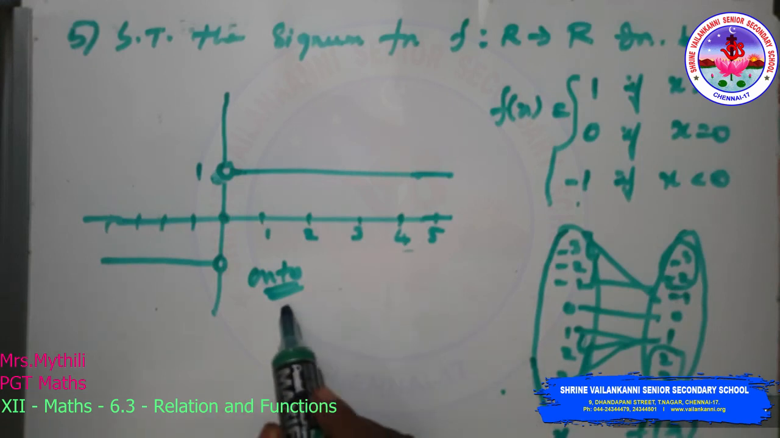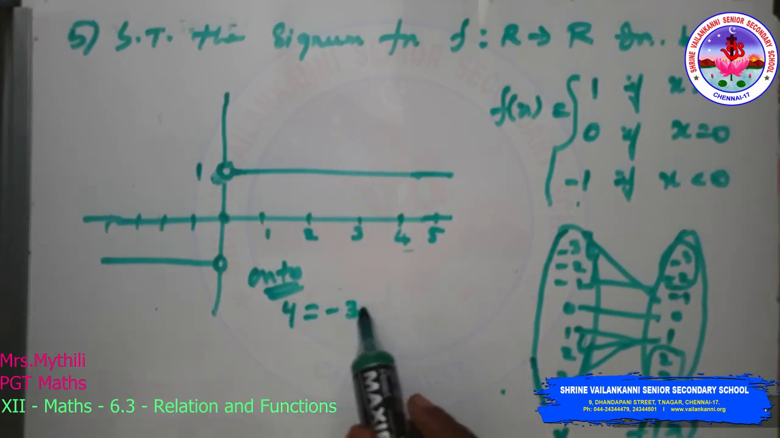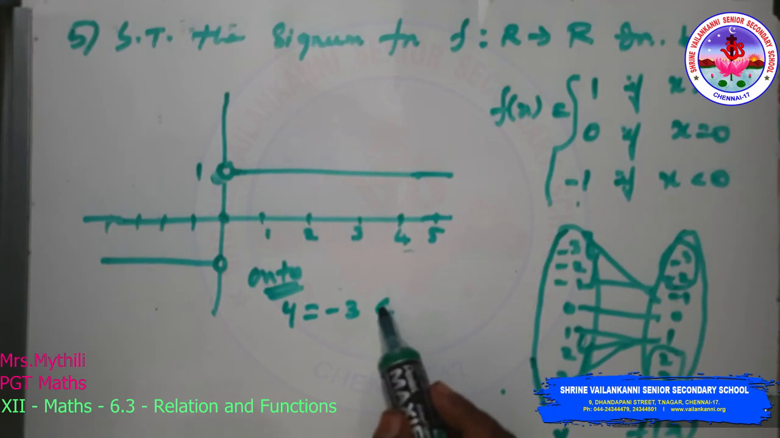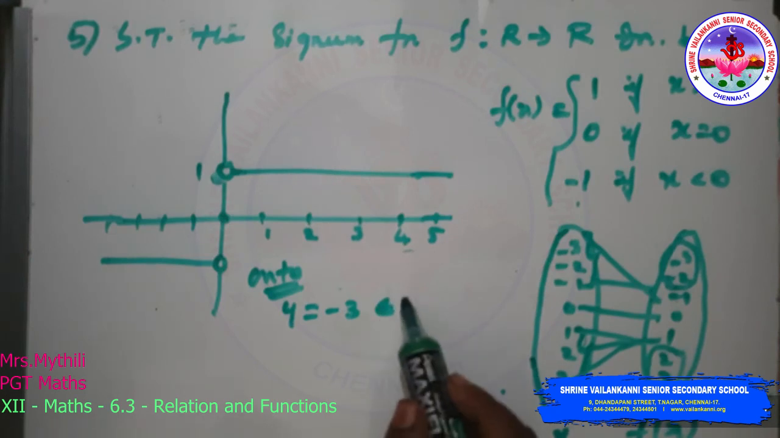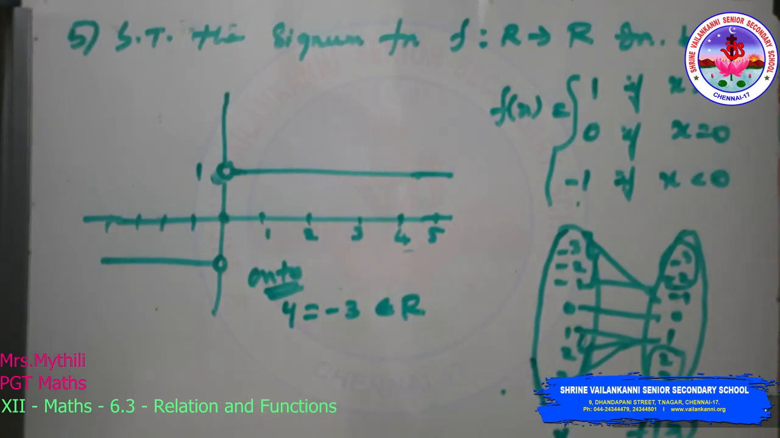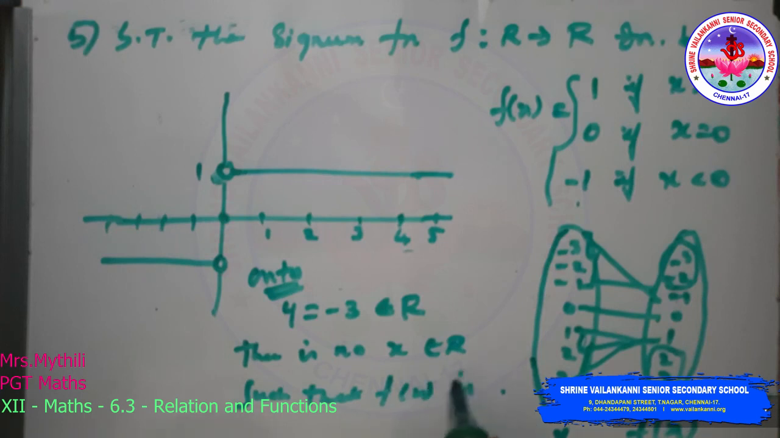If we say y is equal to minus 3, which belongs to real numbers, there is no x belonging to R such that f of x, the signum function, equals minus 3. Then we say that f is not onto.